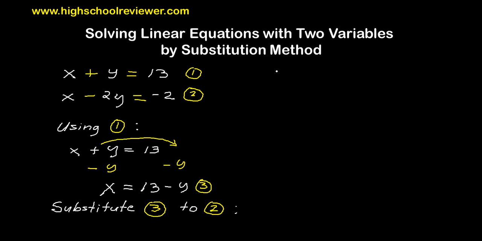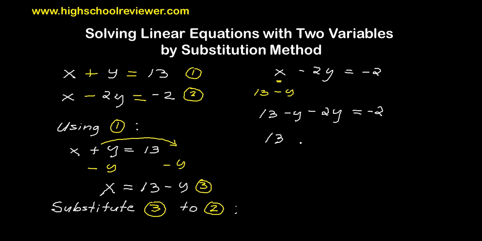Our equation 2 is x minus 2y equals negative 2. Instead of x here, we will now use 13 minus y. So again, instead of x, this will now be 13 minus y minus 2y equals negative 2. And then we can combine like terms. We have here 13, negative y minus 2y, this will be negative 3y equals negative 2.